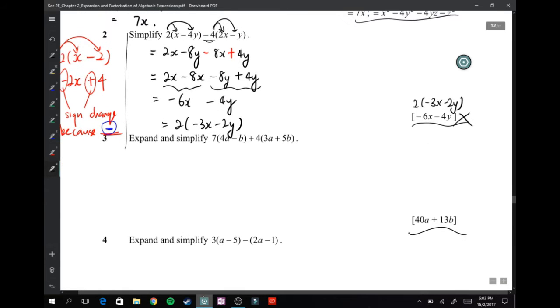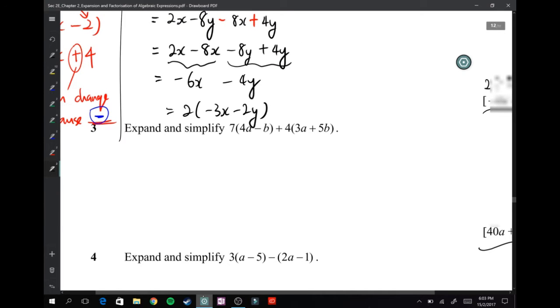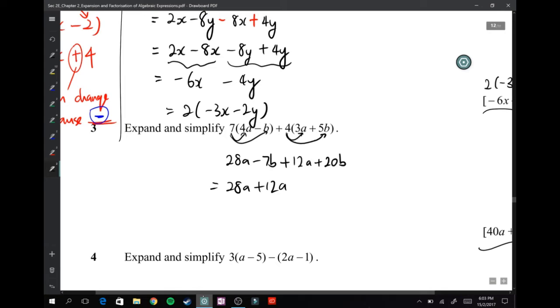Now the next one, expand and simplify. We follow what they ask us to do. We expand first, then we simplify. Because this has no negative sign, it's quite straightforward. There are no sign changes involved, so we're just going to do that, and then group all the like terms together again. We have 28a plus 12a plus 20b minus 7b. If you are good with mental calculation, you should get this quite quickly, and this is your final answer.